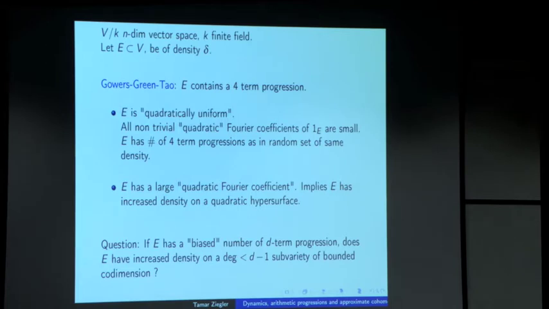Suppose you are trying to count k-term progressions, and you're given that your count is biased. You have too many or too few. Your count of d-term progressions is biased. Then you can ask yourself, does this mean that your set has an increased density on a degree d-1 subvariety? So is the reason that your set is not the entire set, but there is some concentration.